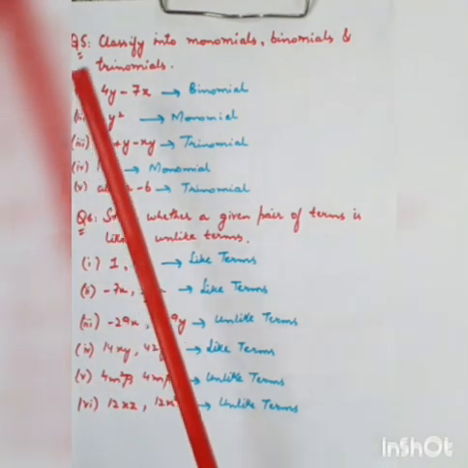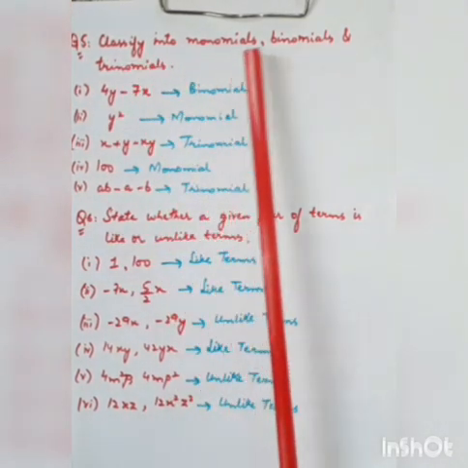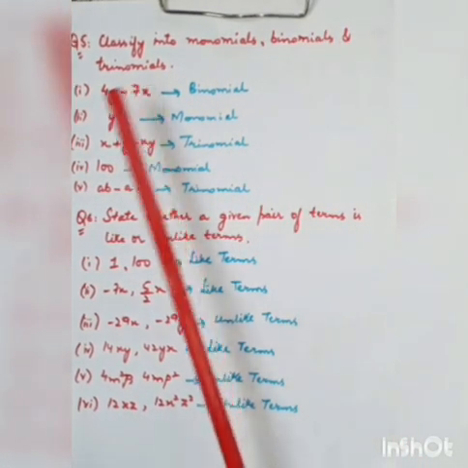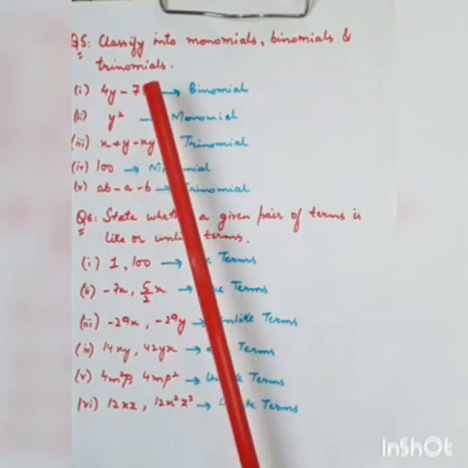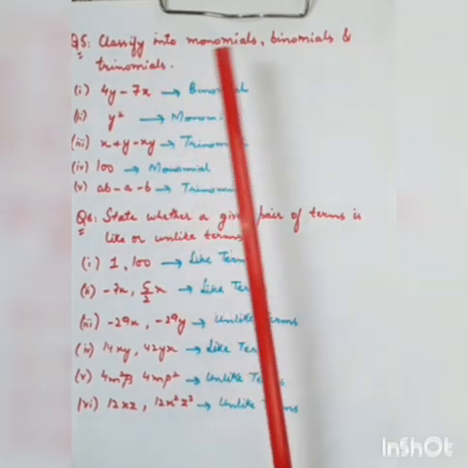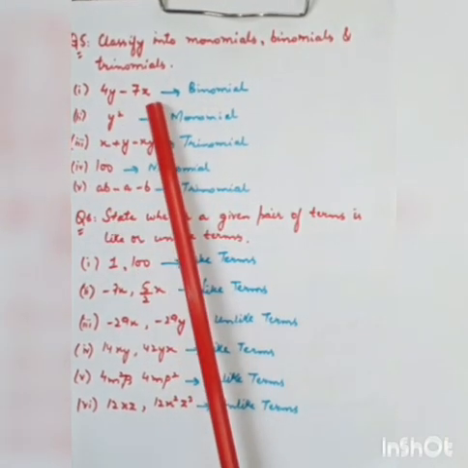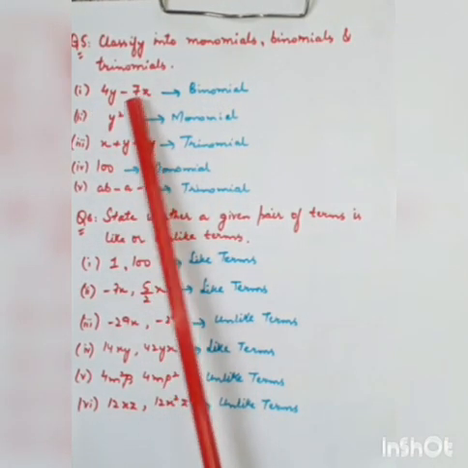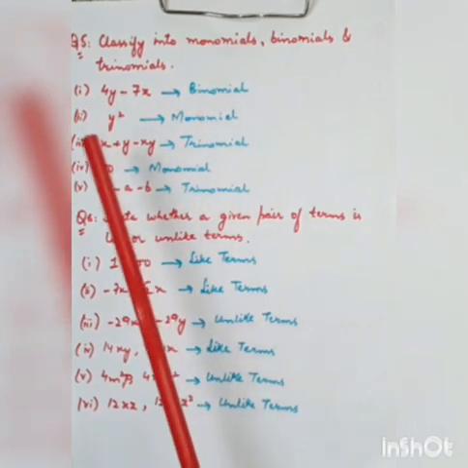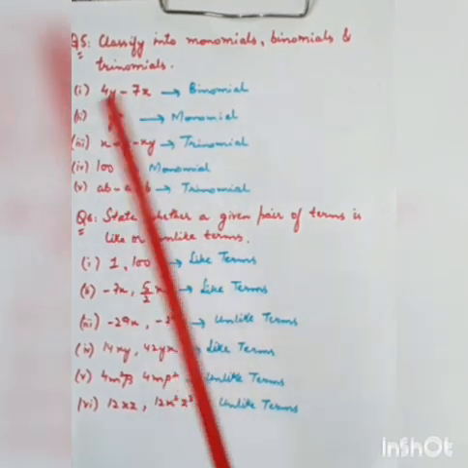Now students, question number 5 is classify into monomials, binomials and trinomials. So you are given algebraic expressions and you have to say whether the given algebraic expression is a monomial, binomial or trinomial. So first is 4y minus 7z. Since this expression has two terms, this is a binomial. Now this y square, this is only one term, so it's monomial.